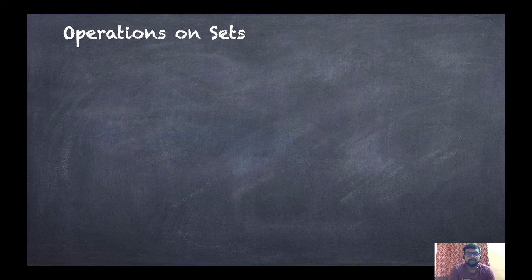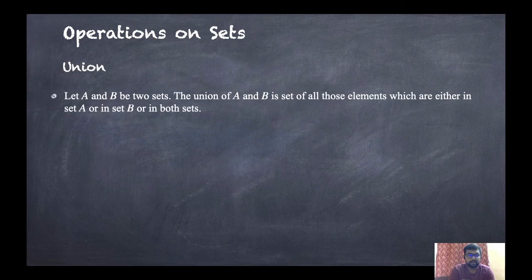Now let us discuss what are the operations on sets and also discuss Venn diagrams. Now first one is union. The name also says it is a union. Now A and B two sets, the union of A and B is the set of all those elements which are either in A or in B or in both. That is, A union B is denoted like this, and it is defined as the set of all x such that x belongs to A or x belongs to B.